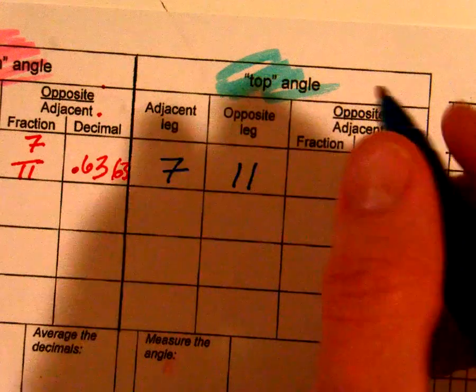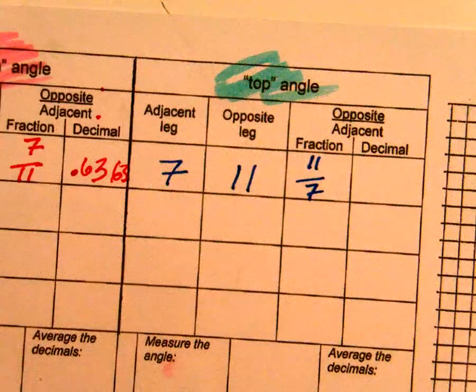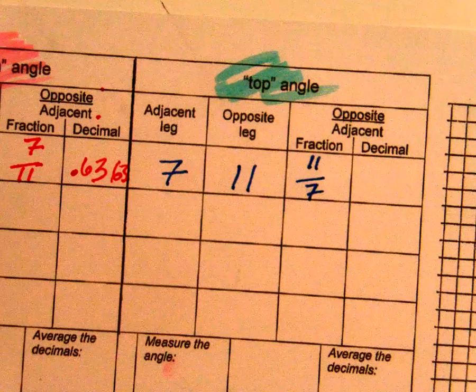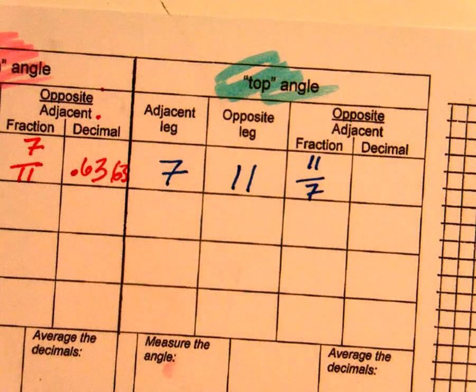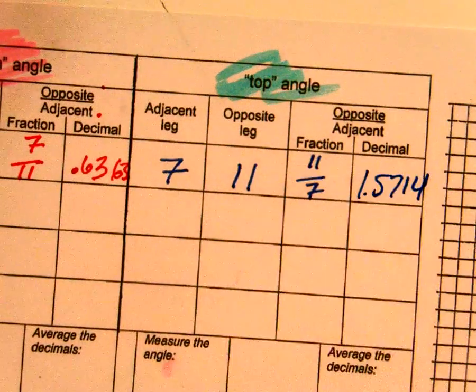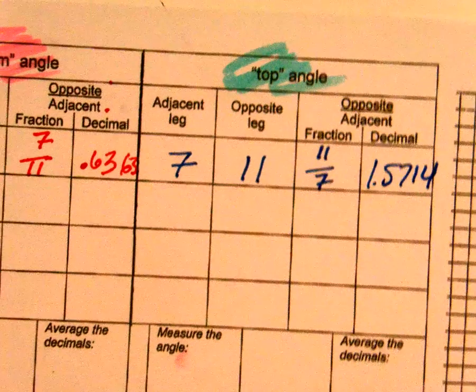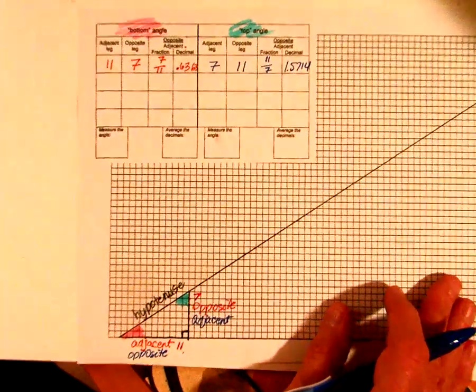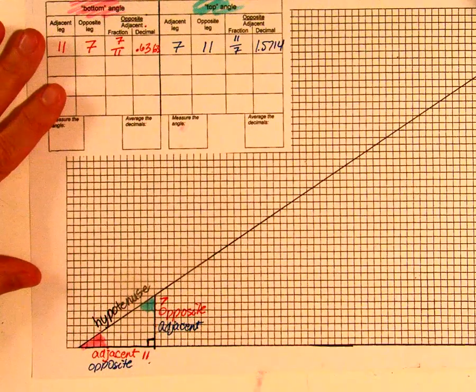I'll make a fraction. Opposite over adjacent. That's going to be 11 over 7, so that's going to be a mess. It's 1.5714. Okay? So those are the ratios within this triangle. So you go ahead and do those with yours. Pause it if you need to.